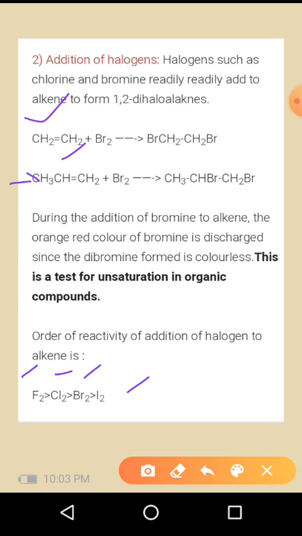In this case, during the addition of bromine to an alkene, the orange-red color of bromine is discharged. This is the test for unsaturation in an organic compound. Unsaturated means organic molecules with a carbon-carbon double bond or a carbon-carbon triple bond.